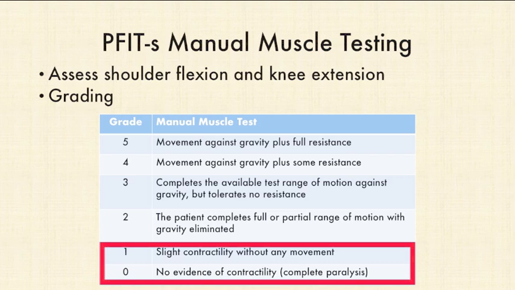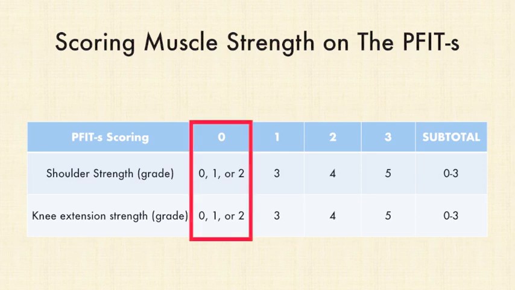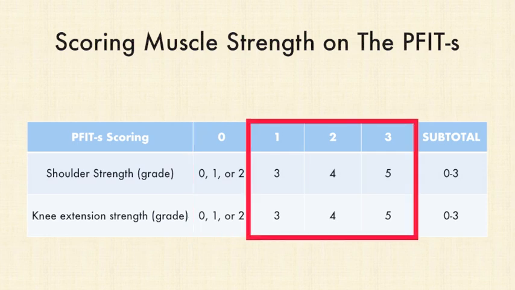The strength components of the PFIT are converted from the 0 to 5 grading system to the 0 to 3 scoring system. Grades 0, 1, and 2 are scored as 0 on the PFIT. Grades 3, 4, and 5 are scored as 1, 2, and 3 respectively on the PFIT.